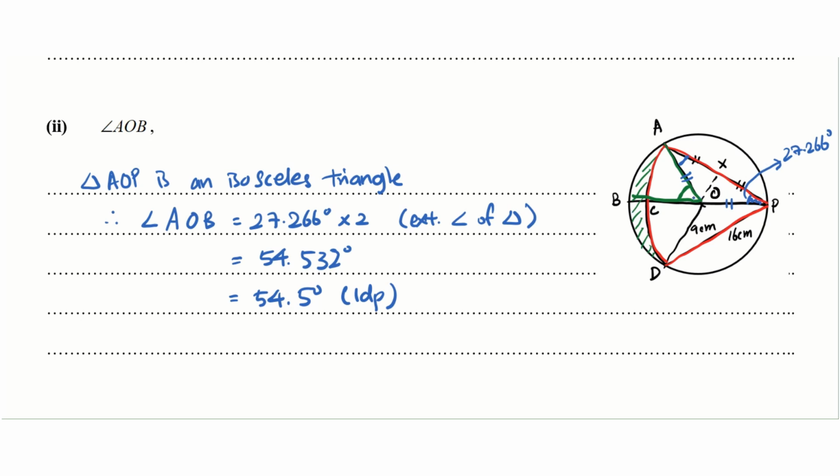Then we can find out the angle that we want, angle AOB, by considering the exterior angle of a triangle. That would be 27.266 degrees times 2, because they are the same. So we get 54.5 degrees as our answer for part 2.